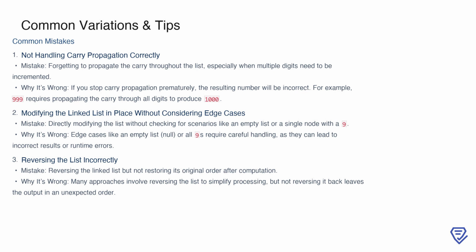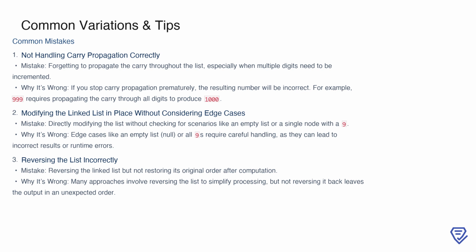Next, modifying the linked list in place without considering edge cases can lead to problems. Scenarios like an empty list, or a single node with the value 9, require special handling. Without accounting for these cases, your solution could result in runtime errors or incorrect outputs. Another issue is reversing the list incorrectly.